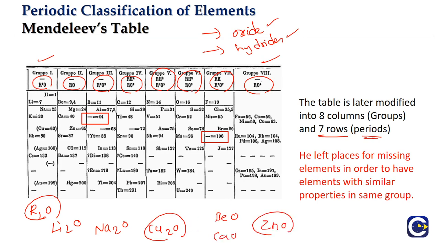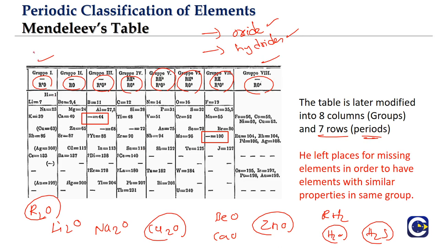Similarly, even if you look at the hydrides, like say for example, we look at the sixth group. Sixth group, the hydride formula is what? RH2. So you see the elements, like oxygen. Oxygen will be forming what? H2O. Sulfur will be forming H2S. So the chemical behavior of the elements is mostly attributed to what? It is attributed to the oxide and the hydride formula of the respective elements.